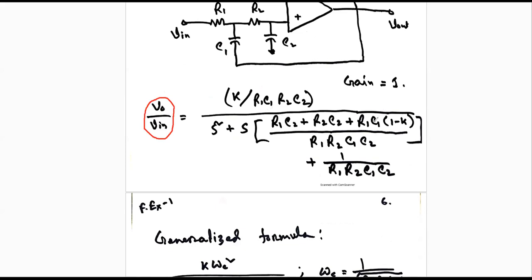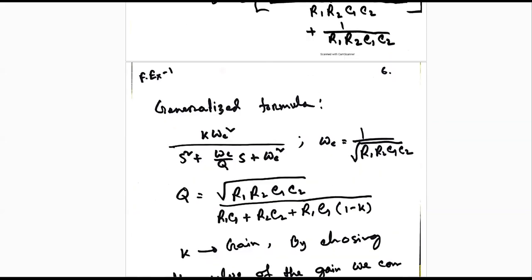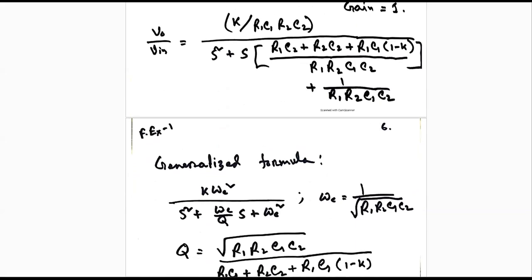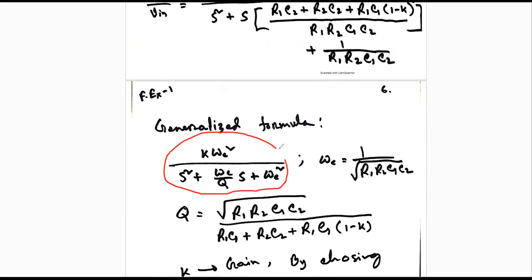Eventually, when we got this transfer function, we got a value K, which is known as the gain of this circuit. If we compare with the general form of the transfer function, we understand that this is the general format for the second order low pass filter. Comparing these two, we found that omega C is equal to 1 over root of R1, R2, C1 and C2.